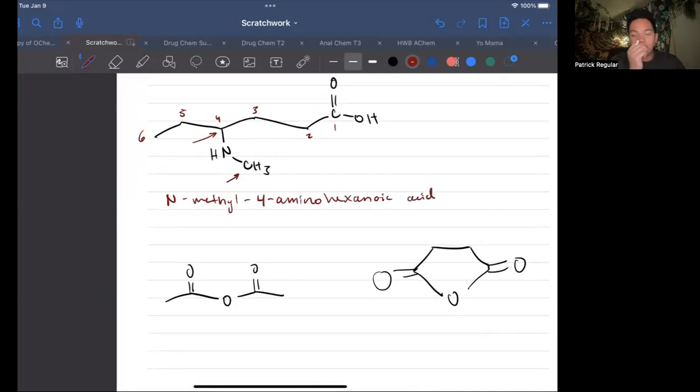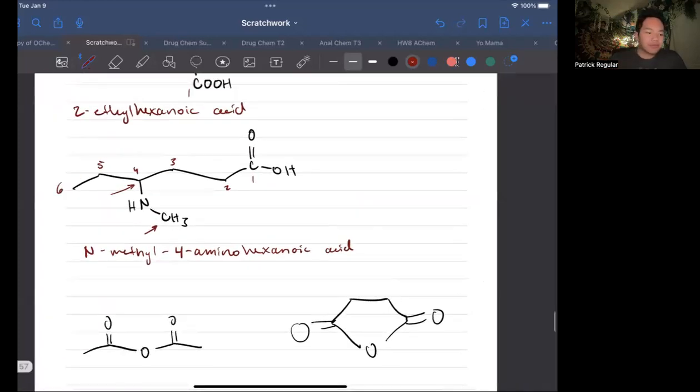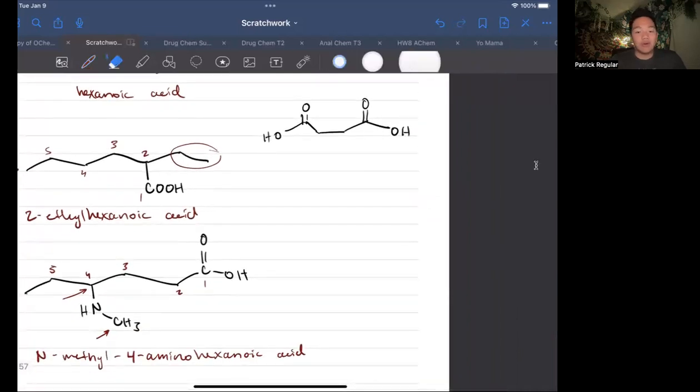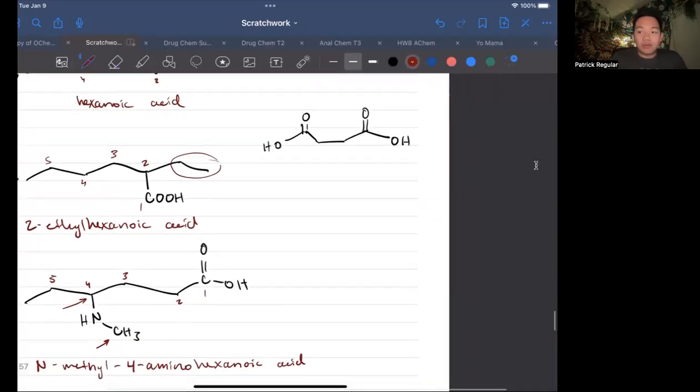All right, our carboxylic acid is the priority group, and everything else are branch groups. So our methyl group is a branch, and our amino group is a branch. Okay, now let's take another look. What if we have a dioic acid? That's where it gets a little weird.